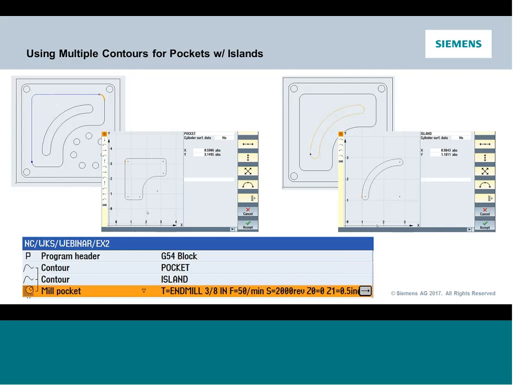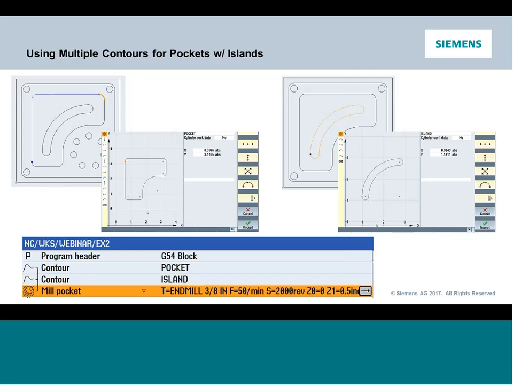The process of how I will build and chain this would be the same as if I was doing it normally. If you're used to doing pockets with islands or pockets or spigots, where we're leaving something standing or machining from one area to another, you always work from the outside in. So I would draw the first contour that would represent my pocket in this case. I would then draw the next contour that would represent my island. And they would chain in such a fashion, just like you see at the bottom of the screen. And then I associate the cycle to it.